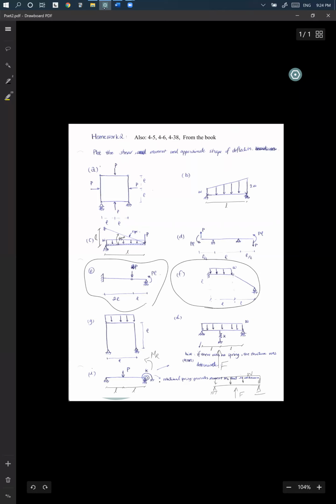Exactly, because you haven't learned yet how to calculate deflections, right? You will soon be able to do that, but not now. Sounds good. Yeah. Thank you. Okay, sure.